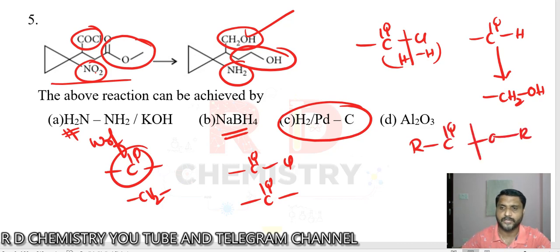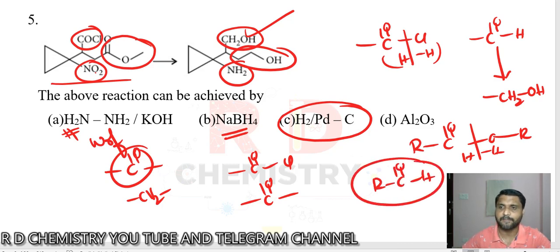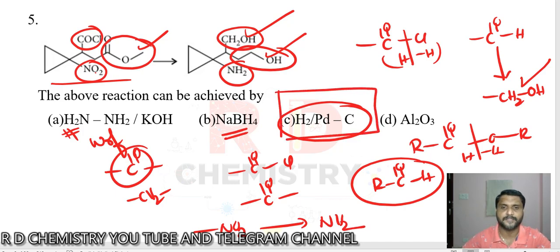So with the hydrogen, what will happen? You'll get first the aldehyde group and then the alcohol. Aldehyde can be reduced to the primary alcohol. So alcohol is there. So the ester becomes the alcohol. And the NO2 group in the presence of hydrogen palladium can be converted to the NH2 group. So for all these conversions, hydrogen palladium is the best one. So the answer is option number C, right?